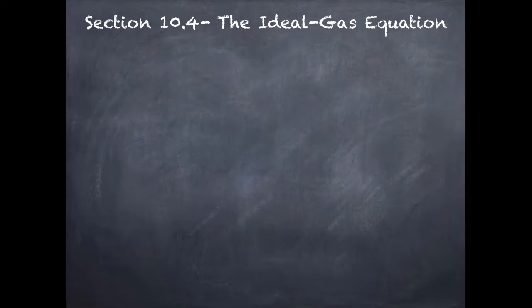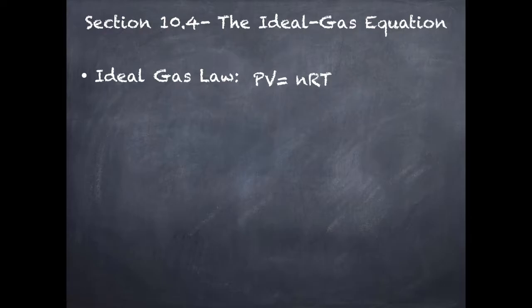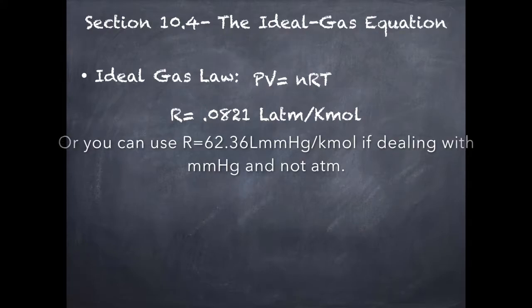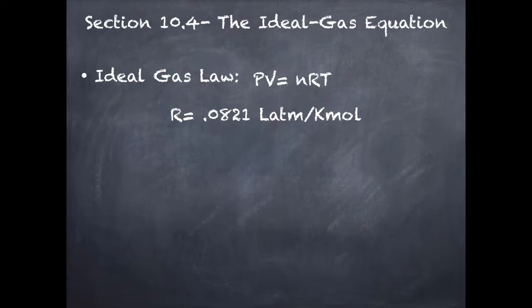We're now going to talk about the ideal gas equation. The equation is PV equals nRT. P being pressure, V being volume, n being number of moles, and T being temperature. Now R is your gas law constant, which will be given to you, and it's 0.0821 liter atmosphere per Kelvin mole. The reason why these units are important is that the liters tell you that your volume must be in liters. Your pressure must be in atmospheres. Your temperature must be Kelvin, and then moles must be moles.